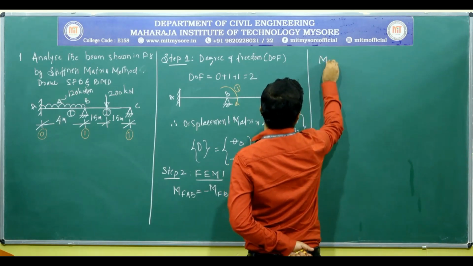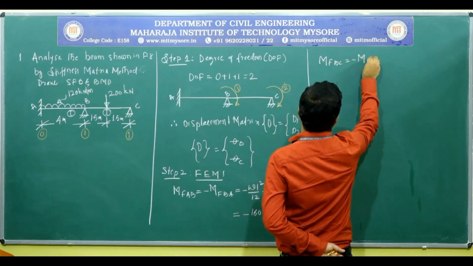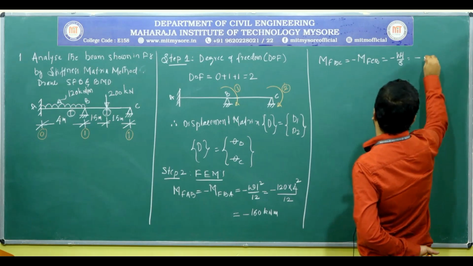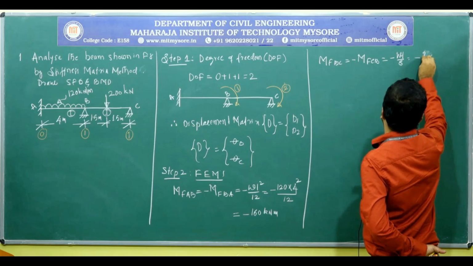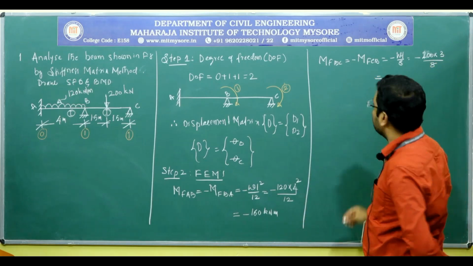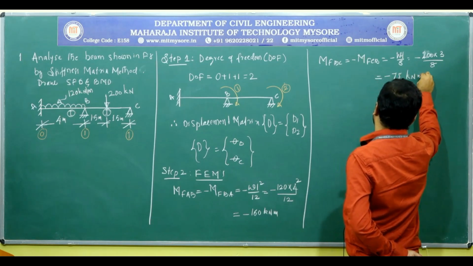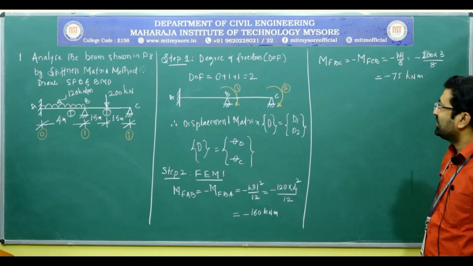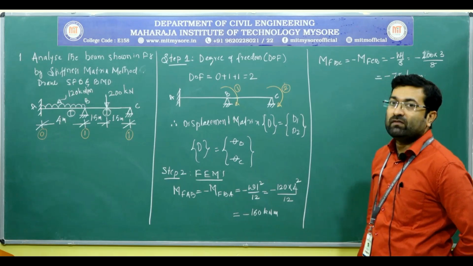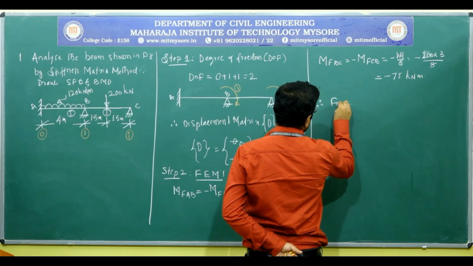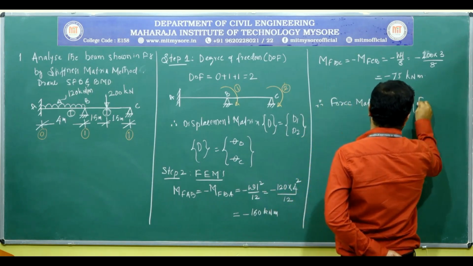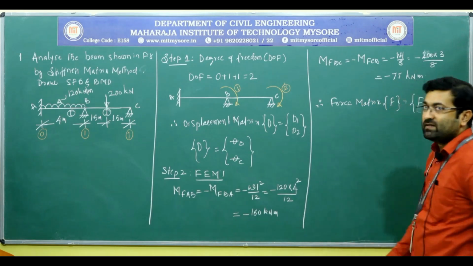Similarly, for the next span, that is MFBC minus MFCB is equals to minus WL by 8. So, minus of W is 120 kilonewton, sorry, W is 200 kilonewton. It is 200 into span is 3 meter divided by 8, which gives me a value of minus 75 kilonewton meter. So these are the fixed end moments. So now based on these fixed end moments, we will be able to determine the force matrix. Therefore, we know that force matrix F is equals to Fi minus Fl. So what is Fi?